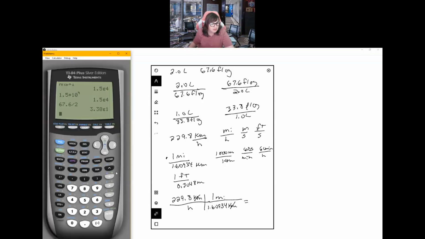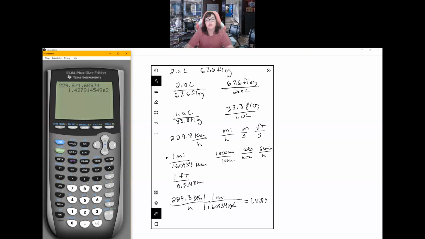So how do I do that? Well, 229.8 divided by 1.60934. Those are the numbers that I was given. I get this big, huge number here, 1.94279, blah, blah, blah. And then I start thinking, okay, how am I supposed to know how many sig figs I have?